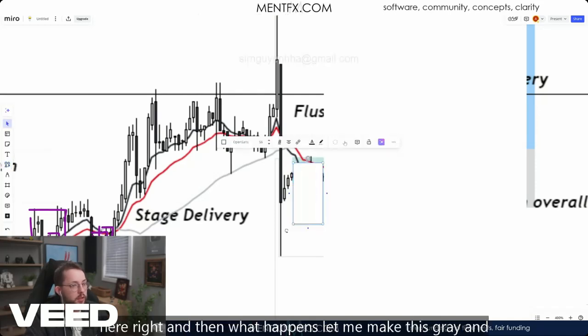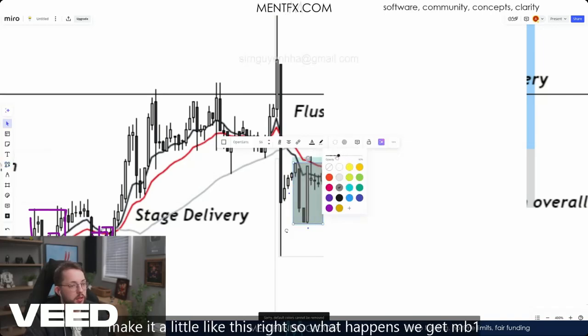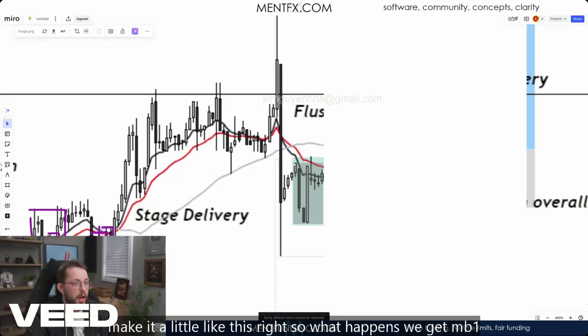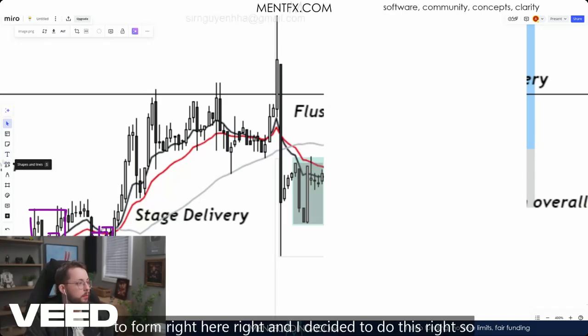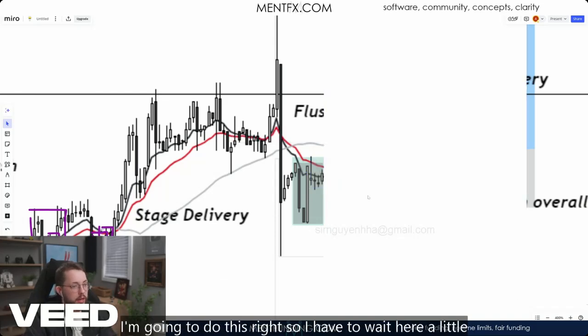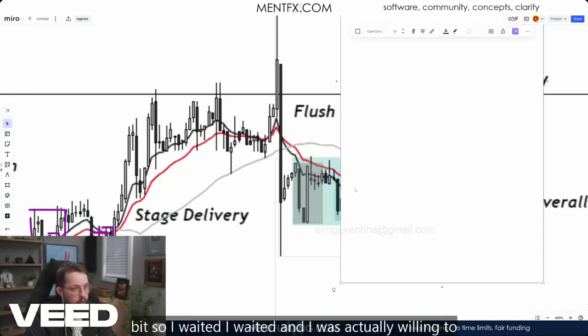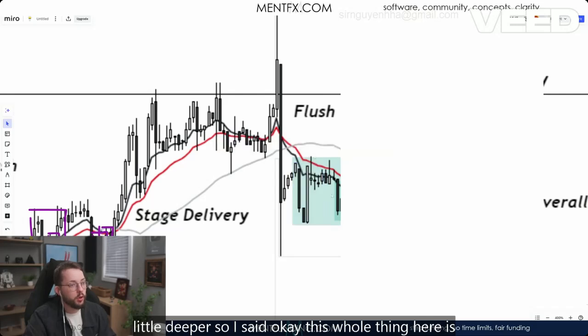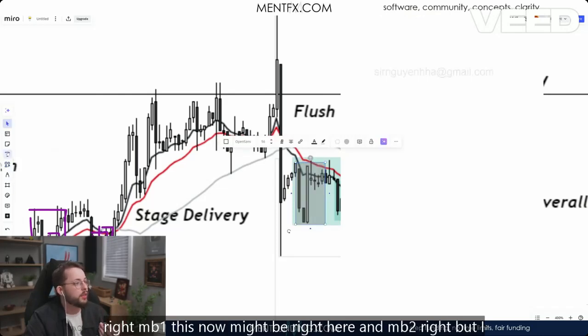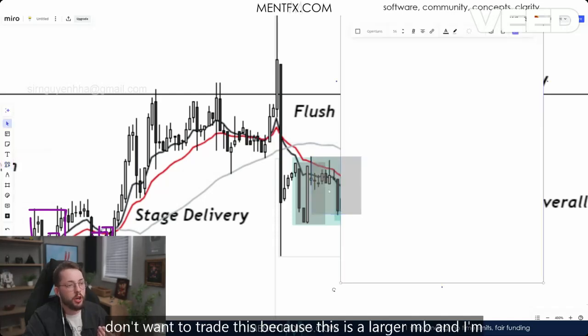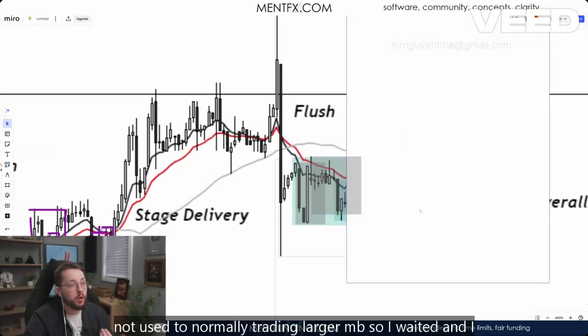And then what happens? Let me make this gray and make it a little like this. Right, so what happens? We get MB1, right? And MB begins to form, and then the second MB begins to form right here. Right? And I decided to wait here a little bit. So I waited, and I was actually willing to potentially trade through this high, but then it failed a little deeper. So I said, okay, this whole thing here is probably creating some kind of double MB of a higher basis, right? MB1, this now might be right here, and MB2, right? But I don't want to trade this because this is a larger MB, and I'm not used to normally trading larger MBs. So I waited, and I waited.